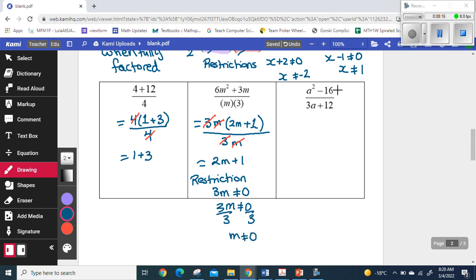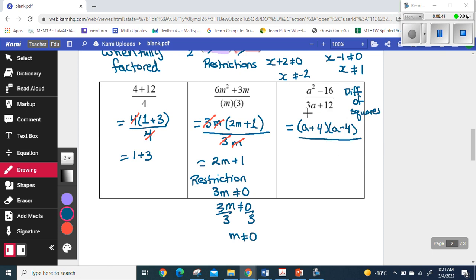Okay, let's do one more. Fully factor. So let's see, a squared minus 16. Oh, that's a difference of squares. Difference of squares. Square root of a squared is a. So I put an a in the front of both my brackets. Square root of 16 is 4. One set of brackets gets the plus, the other one gets the minus.